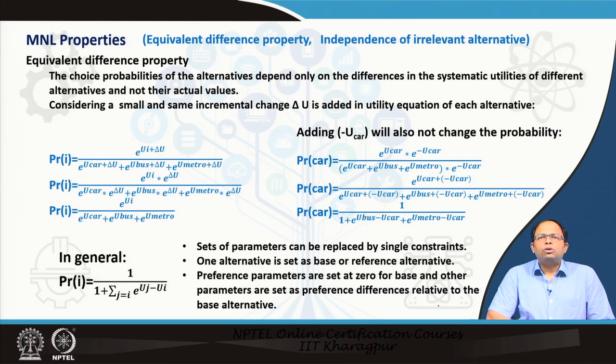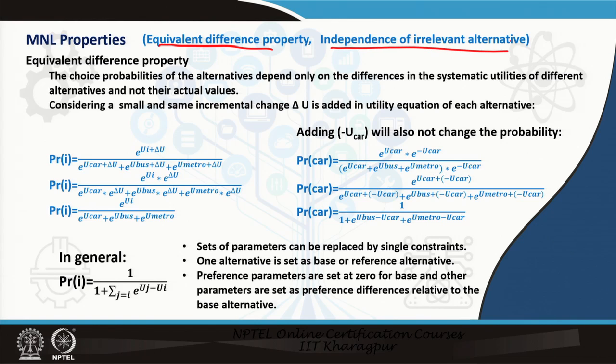So then we talk about two properties of MNL. One is called the equivalent difference property and the other one is the independence of irrelevant alternatives. These are two primary properties which have been used in many of the models that are being developed. So we will discuss that later on.